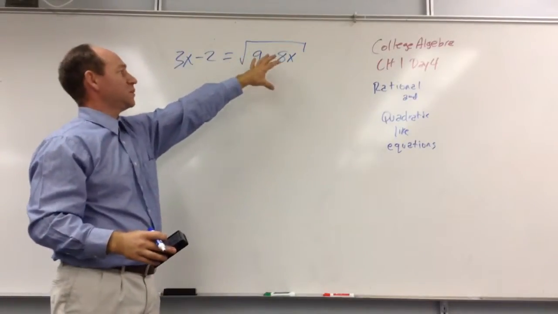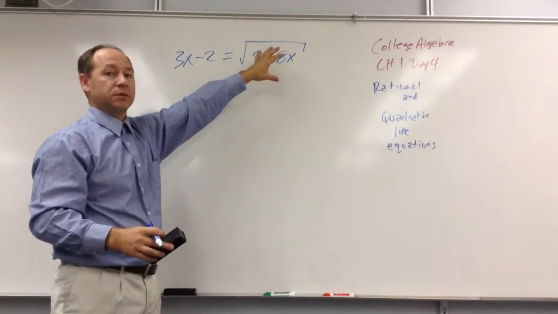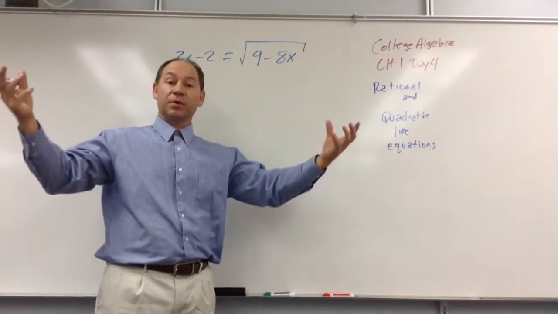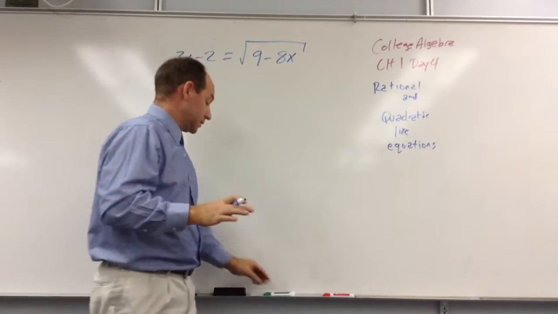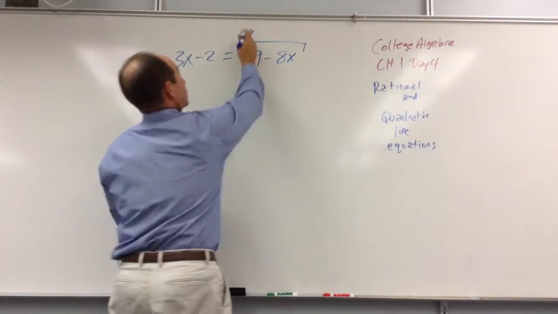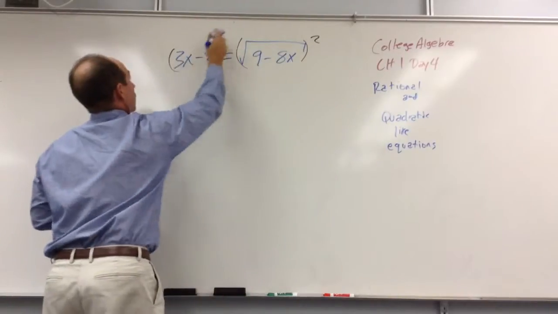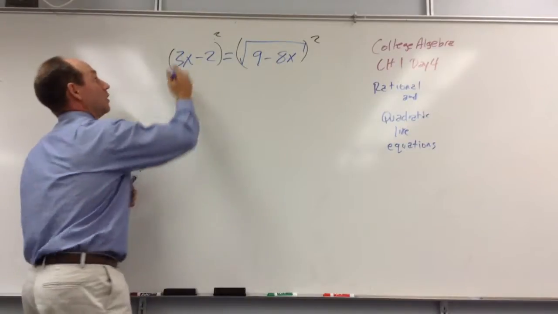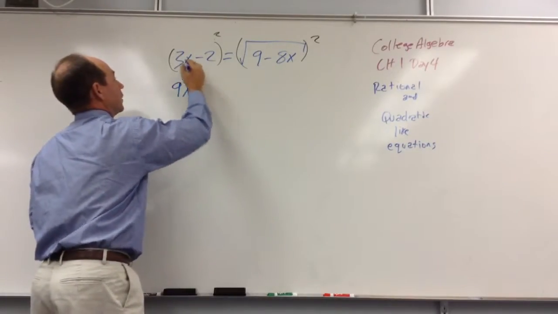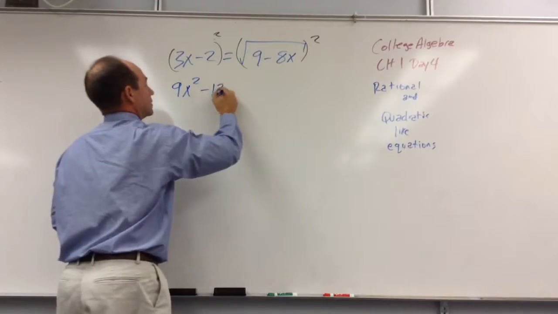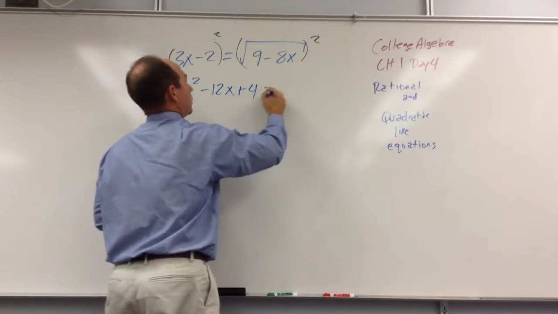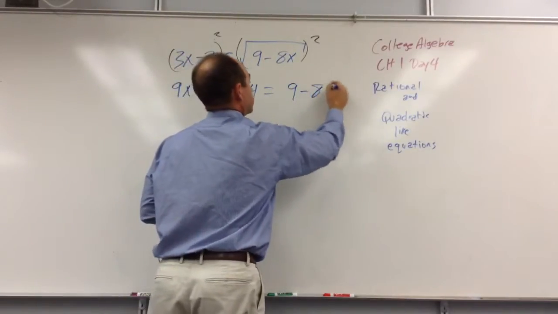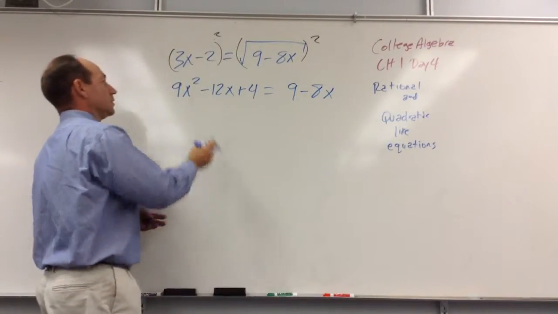Really what this means is I have this raised to the 1/2 power, so I can square both sides. Remember, if two things are equal and I square them both, they'll still be equal. So we're going to square both sides. Now we might create more solutions, so you've got to check answers. I square this and I'll get 9x squared, minus 12x plus 4, equals, and the square root squared just gives me 9 minus 8x. So now I have a polynomial.